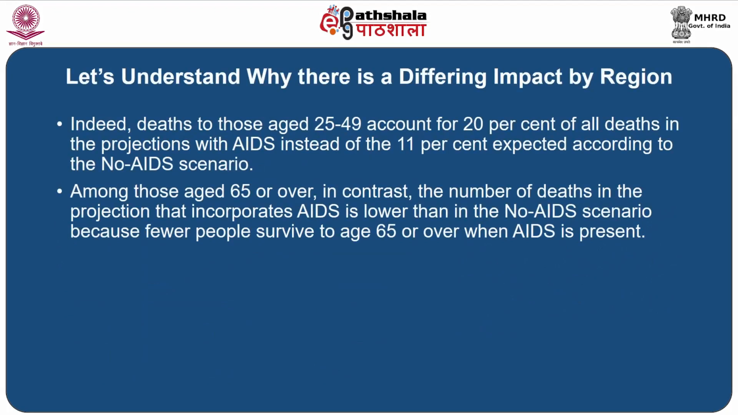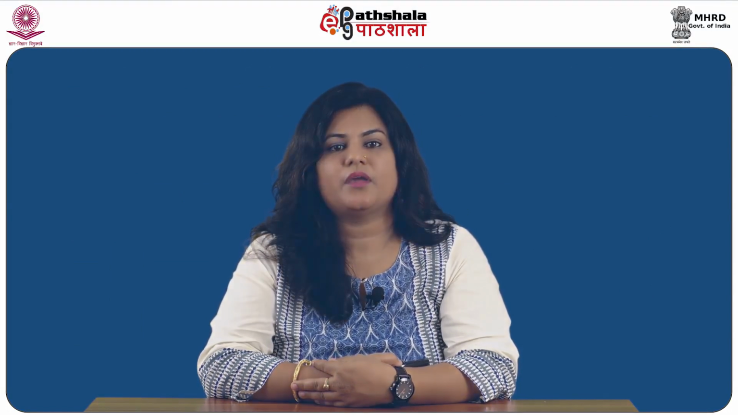Indeed, deaths to those aged 25 to 49 account for about 20% of all deaths in the projections with AIDS instead of 11% expected according to the no AIDS scenario. Among those aged 65 or over, in contrast, the number of deaths in the projections that incorporate AIDS is lower than the no AIDS scenario because very few people survive to the age of 65 or over when AIDS is present. Now let us look at an important aspect of mortality, which is infant and child mortality due to HIV.